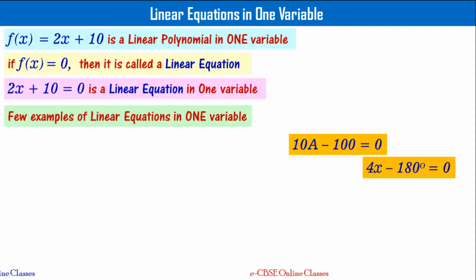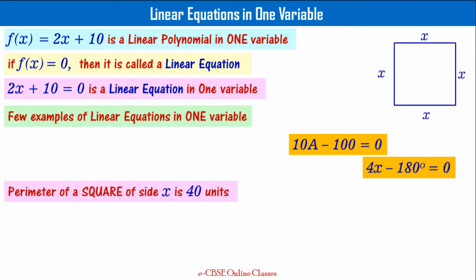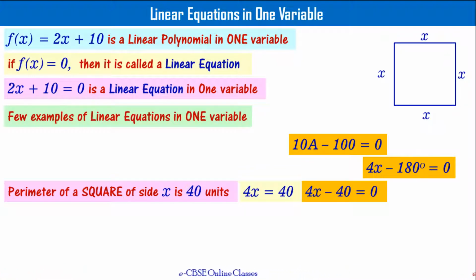Now let's take a look at another example. Perimeter of a square of side x is 40 units. You can translate this into a mathematical equation as 4x equal to 40. That can also be written as 4x minus 40 equal to 0. This is also an example of linear equation in one variable.